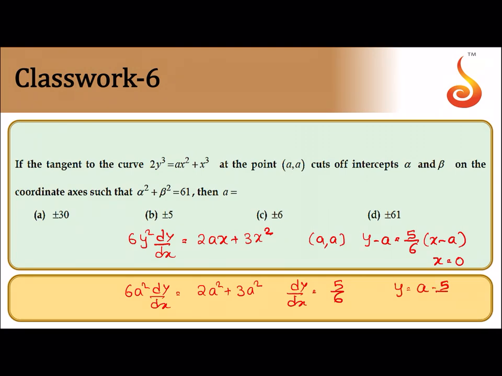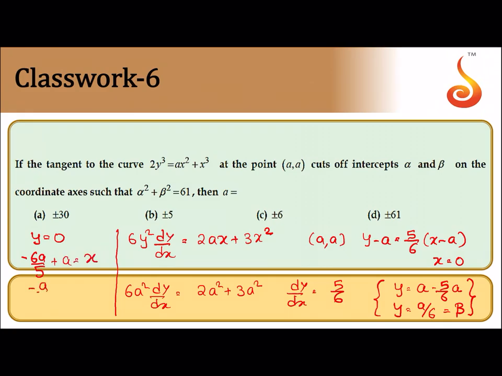The tangent to this curve at point A cuts off intercepts alpha and beta on the coordinate axes. So the tangent equation will be y minus a equal to 5 by 6 times x minus a. Now we put x equal to 0. Then minus 5 by 6 times a gives a minus 5 by 6a. So y is equal to a by 6, which is equal to beta. So beta is equal to a by 6.